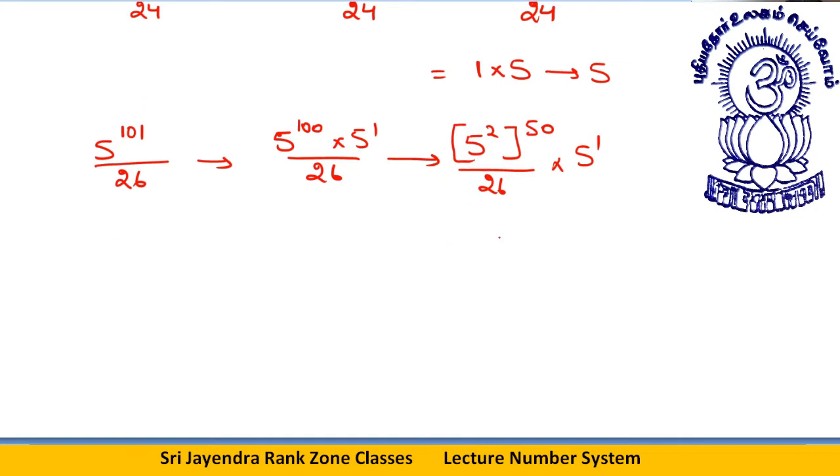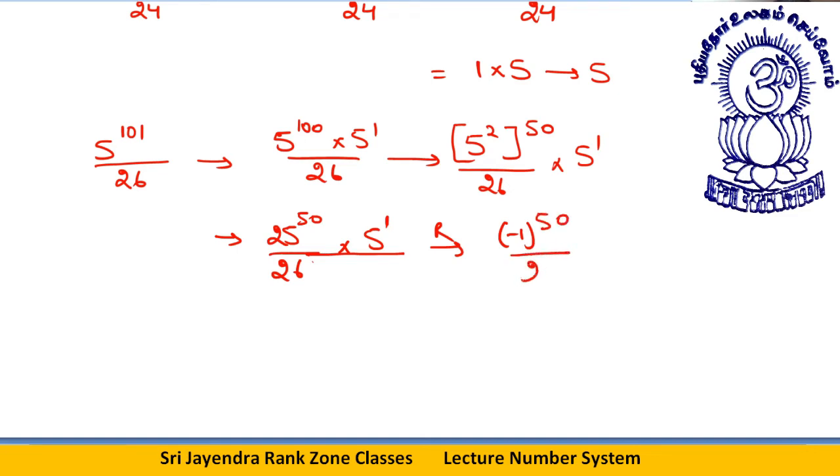This I can write as 25 raised to the power 50 divided by 26 into 5 raised to the power 1. Look, 25 will give me a remainder of minus 1, and minus 1 raised to an even power, divided by 26 into 5. So what I'll get is minus 1 raised to power 50, which will be plus 1. Plus 1 into 5 divided by 26 will give me a remainder of 5. So in this case the remainder is again 5.